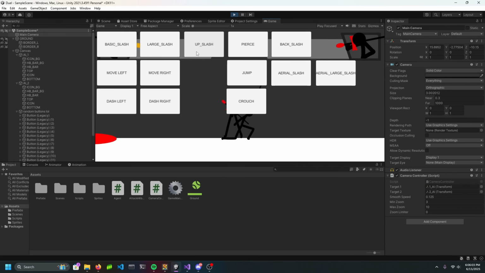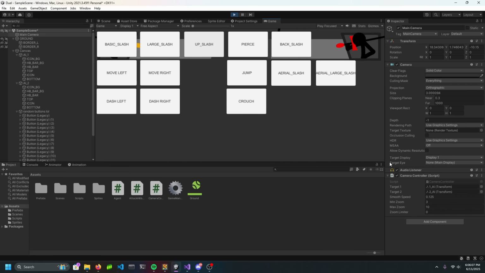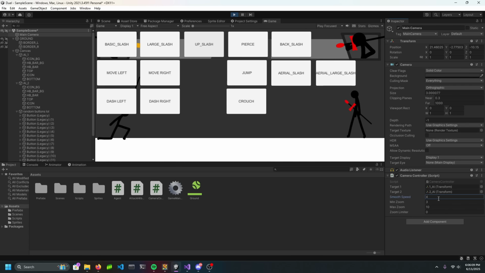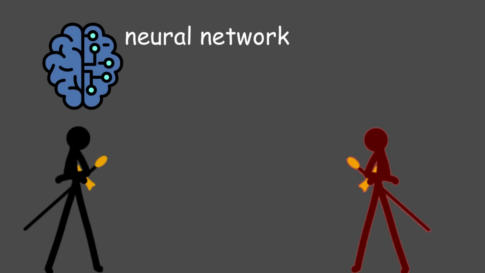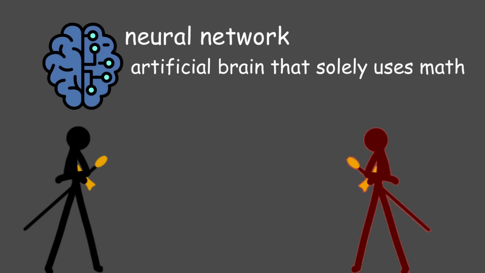However, I don't want to control it, I want AI to teach it and to learn on its own. So I duplicated the agent, made it red, and now I have an enemy for this Swords Wrath. The final step was to give them actual brains. This brain is called the neural network, an artificial brain that runs off of math.